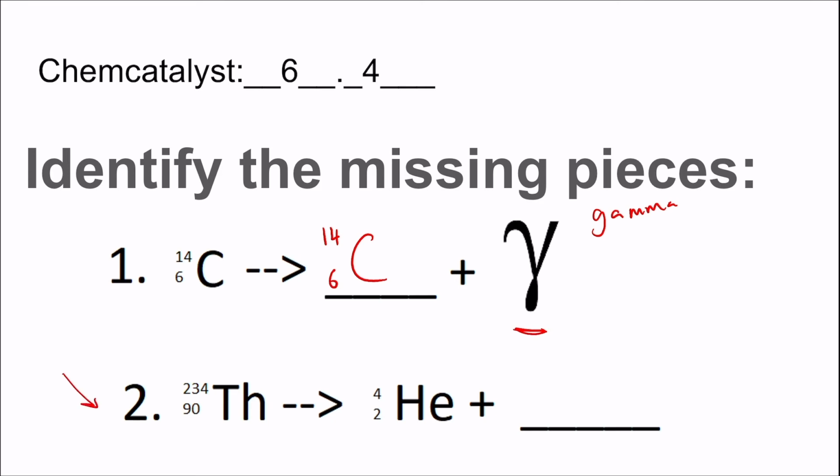Now with this next one, we can see the helium, right? So that's going to be an alpha particle. And so if it's 134, it goes down by 4, it's going to be 230. And then this is 90, it loses 2, it's going to be 88. So we need to look on the periodic table, find out what 88 is, and it is radium. And this is, again, alpha particle.